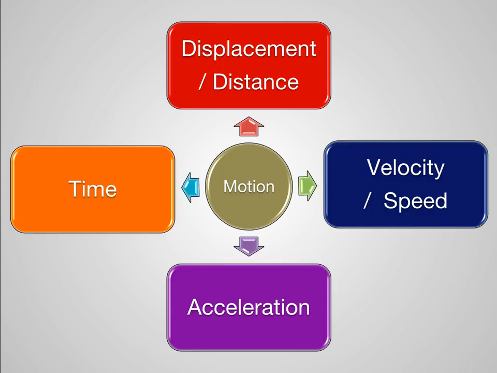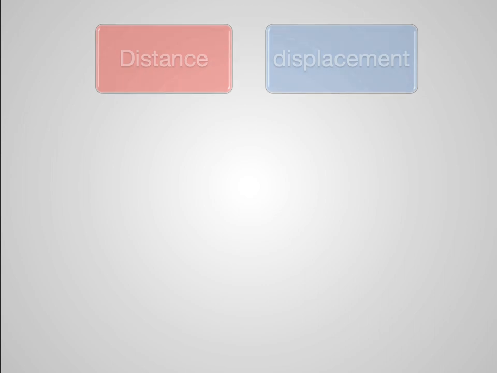completely. These are the four quantities which you will need to describe any type of motion: displacement or distance, velocity or speed, acceleration, and time. Now I'm going to discuss each one in detail. For example, distance and displacement.